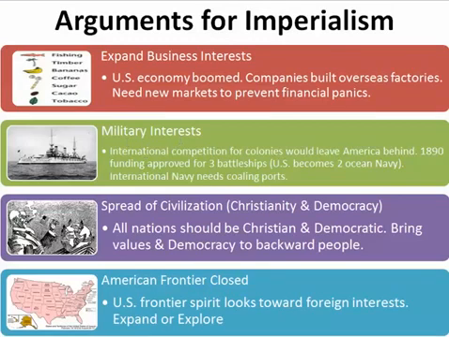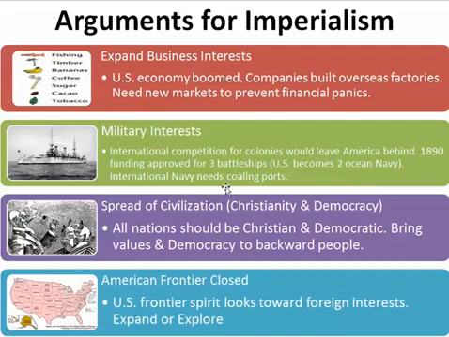And then military interest. International competition for colonies would leave America behind. In other words, the rest of the world is involved in this imperialism and expanding out, getting these natural resources. The United States needed to compete in that too, and that is international competition for colonies. And in 1890, the United States Congress approved funding for 3 battleships, and for the United States to become a 2-ocean navy, a navy large enough to go in the Pacific and the Atlantic and the Caribbean to protect the United States or advance business interests beyond.